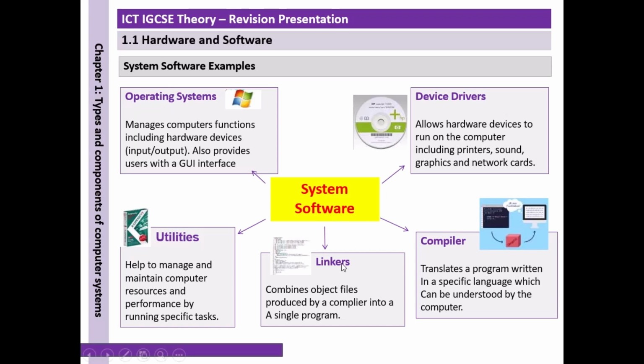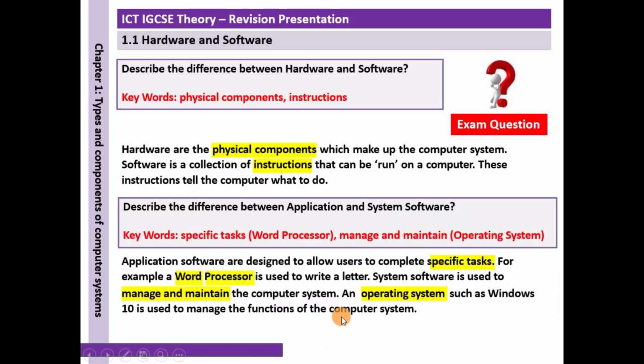And then we have got linkers, which combine object files produced by the compiler into a single program. So compilers translate a program written in a specific language into a form which the computer can understand. Like if you're using some code in HTML, it will compile it, and then the linkers will put them together to make a program run.